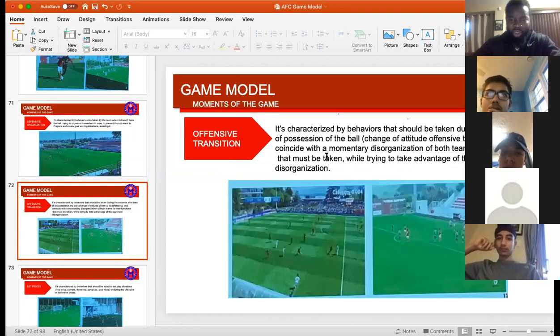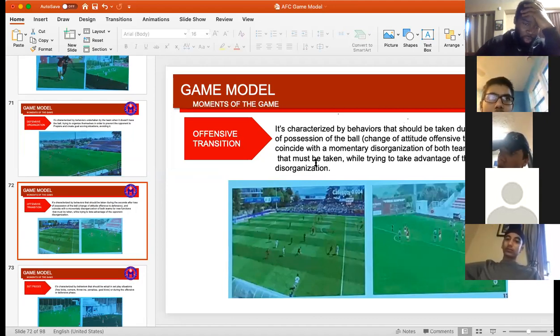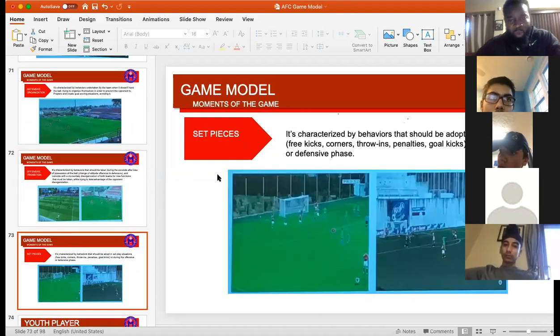So in here, offensive transition, again, same thing: we change our attitude from a defender to an attacker to try to take advantage of the opponent's disorganization, because the opposition is disorganized. We want to take advantage of that. So then we switch on quicker and we attack them, take them off guard. Over here, set pieces, we've got throw-in, penalty shot, goal kick, corner kick, in either an offensive or defensive phase.